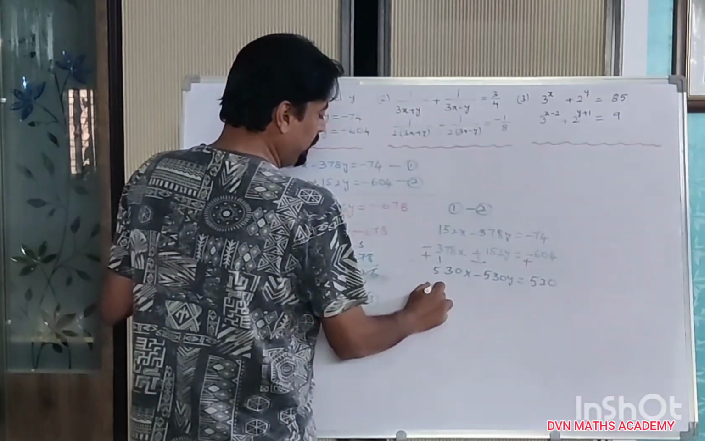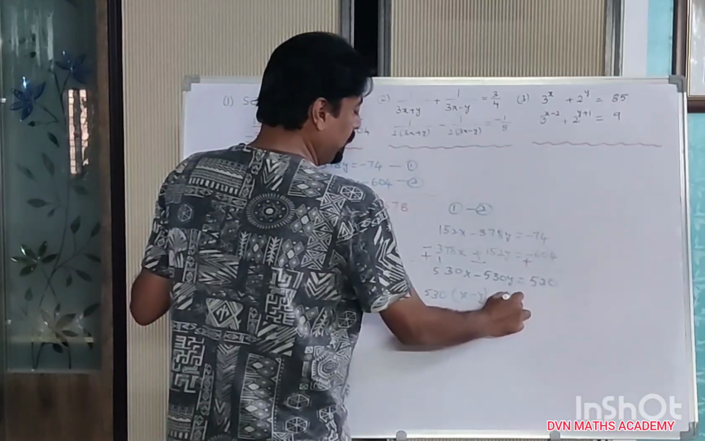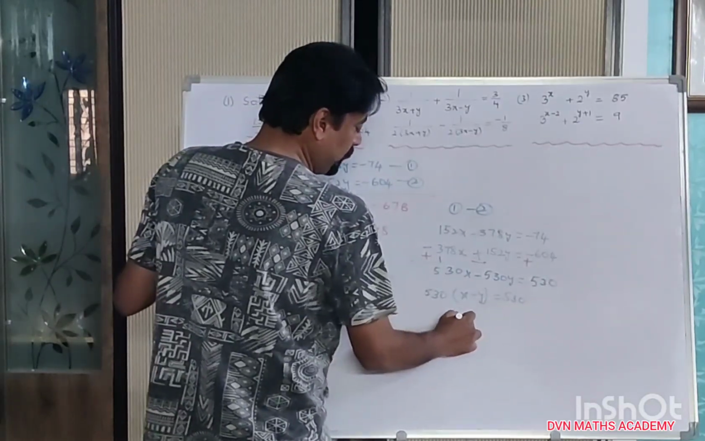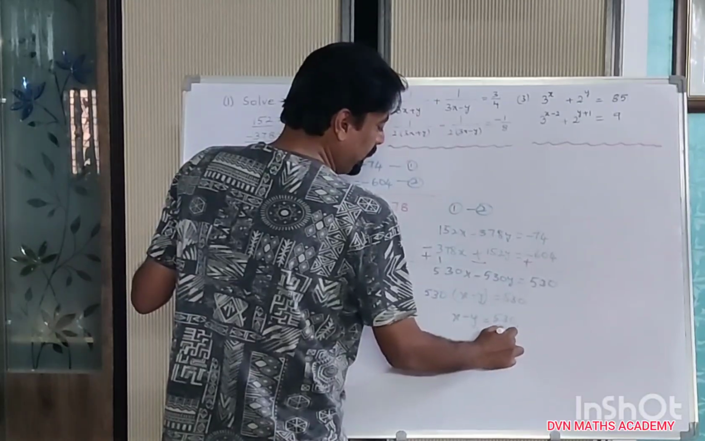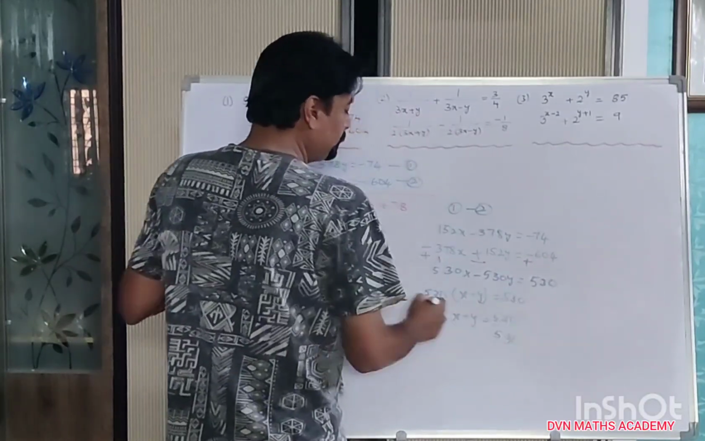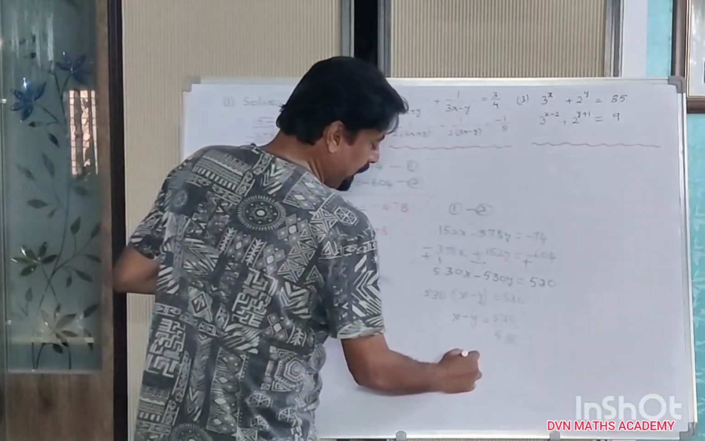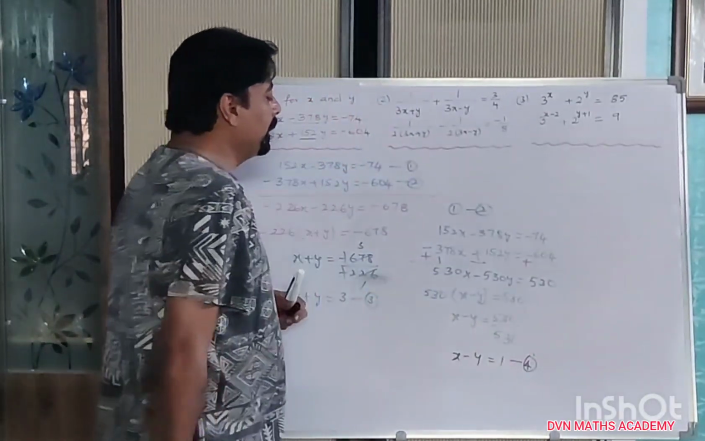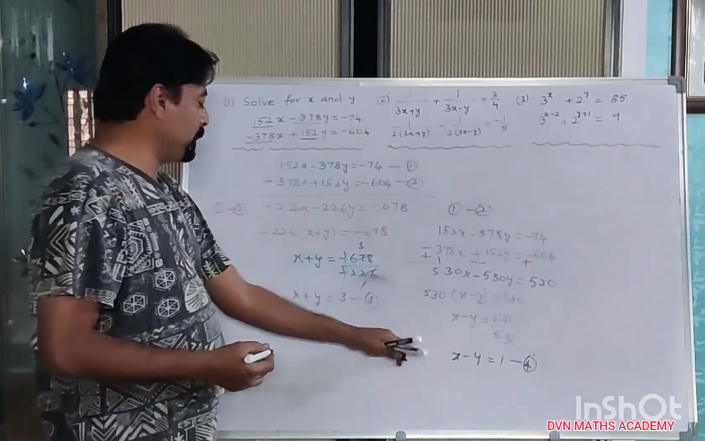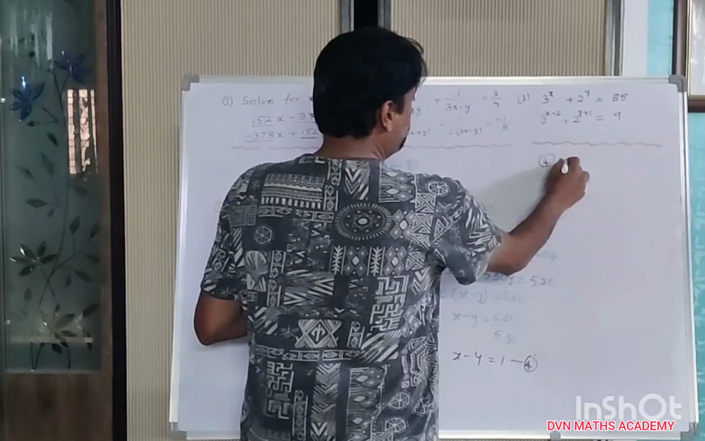If I take 530 common, x minus y is equal to 530. If I send 530 to that side, x minus y is equal to 530 by 530. Ones cancel. Then you will get another equation, x minus y is equal to 1. This is the fourth equation. Now it is easy to solve these two equations. So first you add equation 4 plus 3.